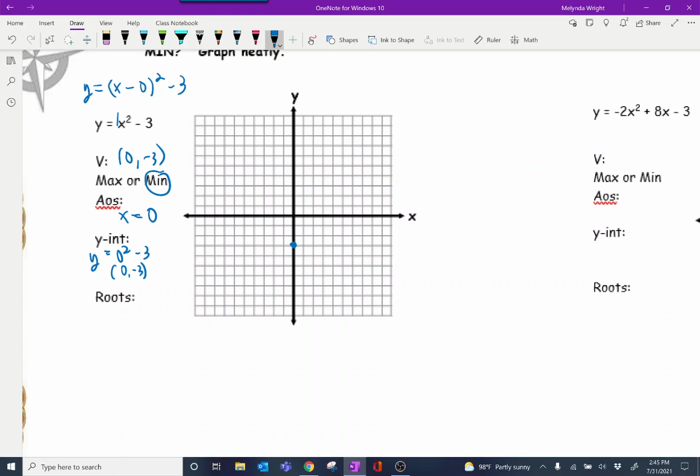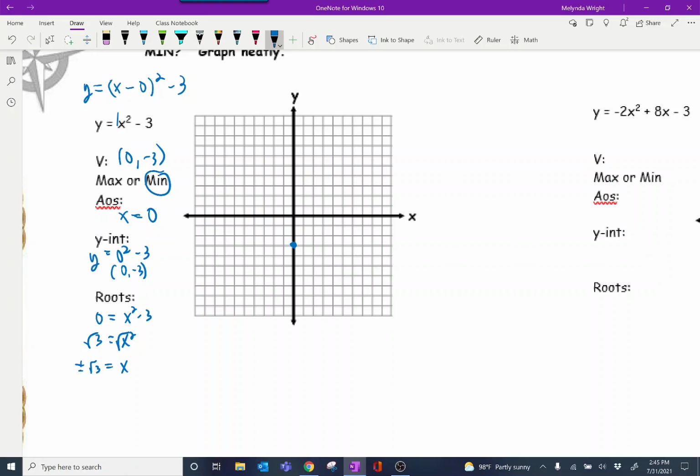Our roots, what is a root? A root is where it crosses the x-axis. So every point on the x-axis has a y value of 0. So we could say 0 equals x squared minus 3. So I'm just going to move the 3 over. We square root both sides, and we get x is plus or minus root 3.